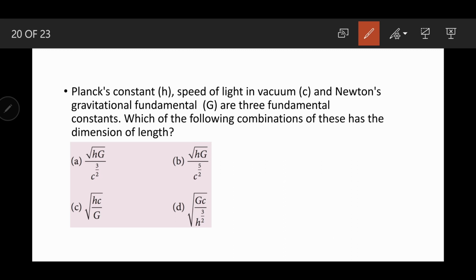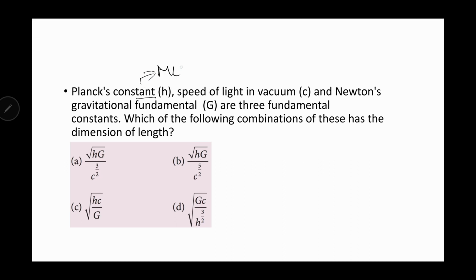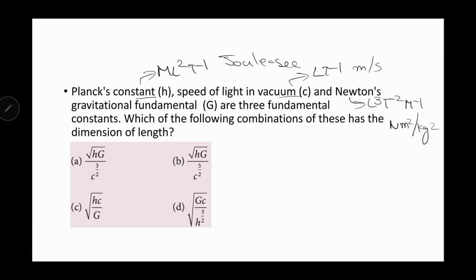Now Planck's constant h has the dimension of ML squared T to the power minus 1 and the SI unit is joule second. The speed of light in vacuum has the dimension of LT to the power minus 1 and the SI unit is meter per second. The gravitational constant G has the dimension of L cubed T to the power minus 2 M to the power minus 1 and the SI unit is Newton meter squared per kg squared.